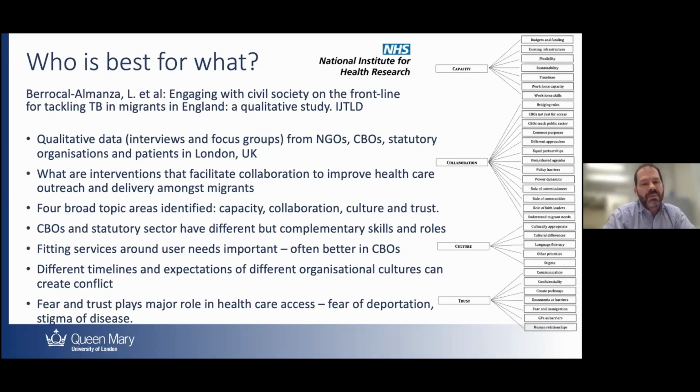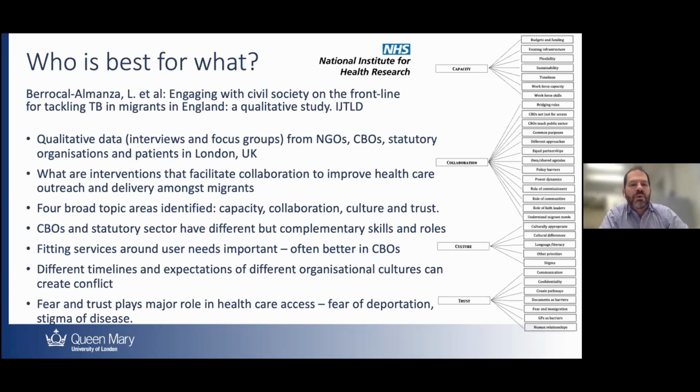So here's an example of a study that we ran. This is a qualitative study, interviews and focus groups together with participants from NGOs, from community-based organizations, statutory organizations, and patients in London. And we wanted to know from them what's the best place and what's the best way of reaching out. So what are the interventions that facilitate collaboration to improve healthcare outreach and delivery amongst migrants, with a particular focus also on how different organizations interface.